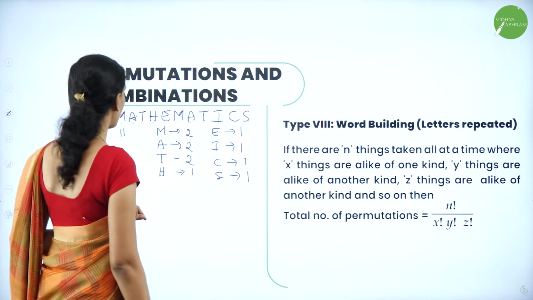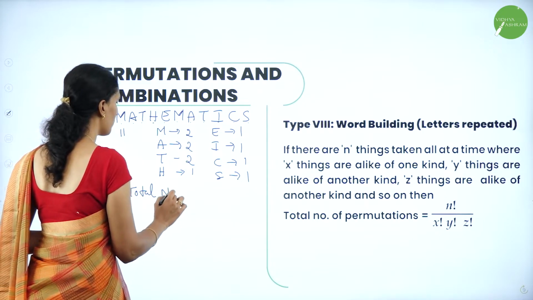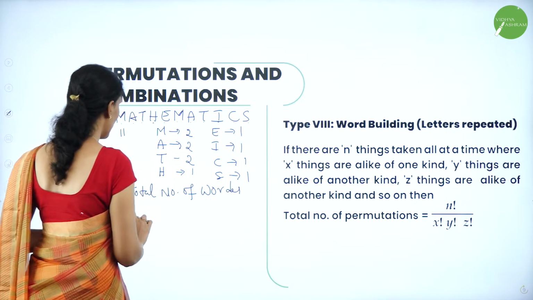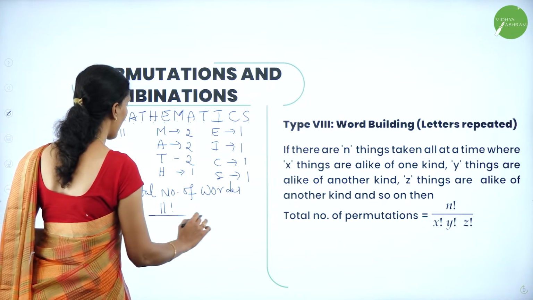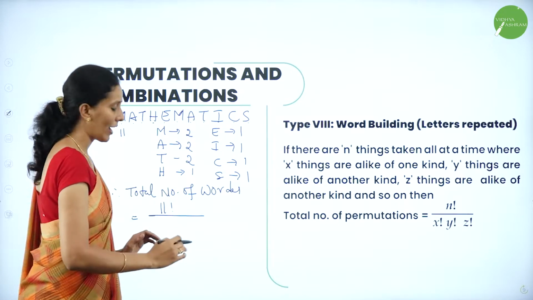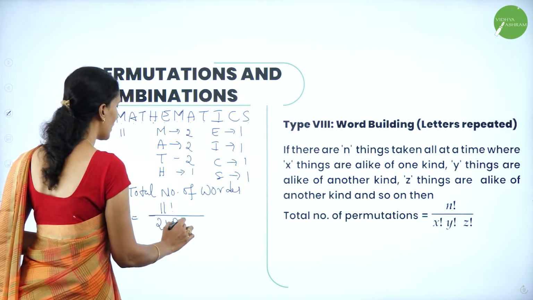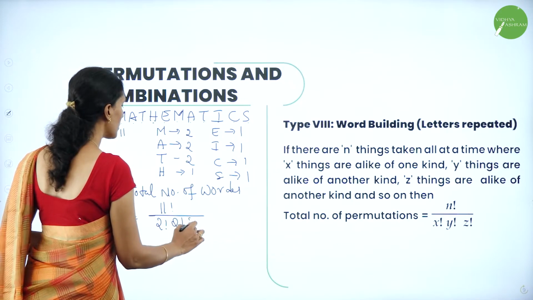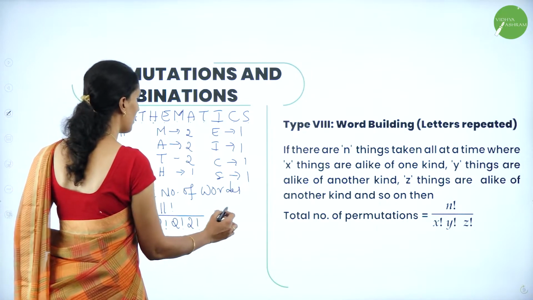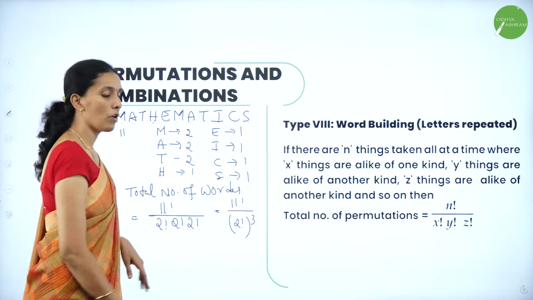So the total number of words for the word MATHEMATICS is equal to 11 factorial divided by how many times each letter is repeated. You have to divide by that factorial. Since M is repeated 2 times, it is 2 factorial. A is also repeated 2 times, so divided by 2 factorial. T is also repeated, so divided by 2 factorial. Or simply you can write it as 11 factorial by 2 factorial whole cube. In any one of the forms you can write.